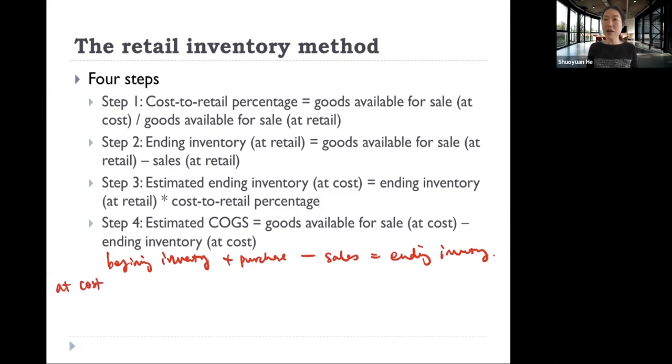So what is the cost of the beginning inventory? What is the cost of the purchases? What is the cost of the inventory we have sold? And what is the cost of the ending inventory? Or we can also record it as retail.